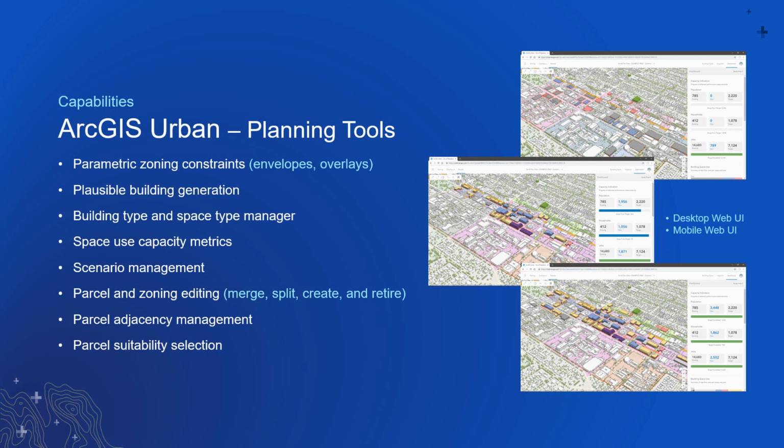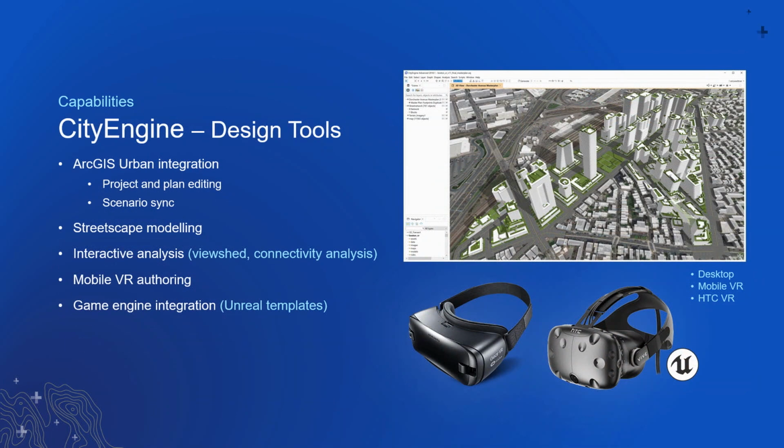It also manages the adjacency between those parcels. That's really important in terms of zoning regulation, whether you're abutting a street, how big that street is, whether you're abutting an adjacent parcel, and conditioning what can be built on it based on that. And then you can select some parcels based on suitability, and I'll let Brian talk a little bit more about suitability. It also integrates with CityEngine as a design tool, so you can bring plans and projects in.